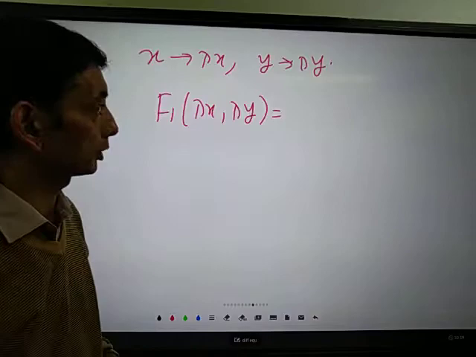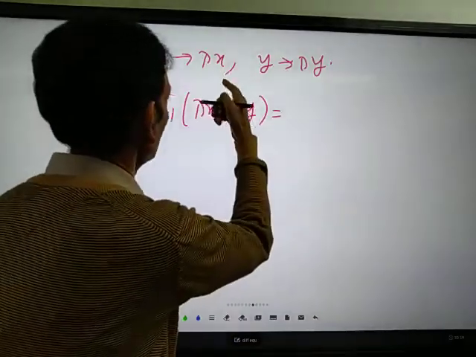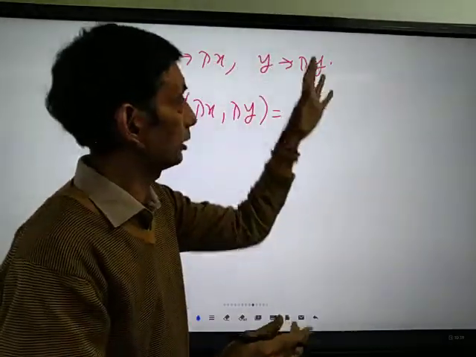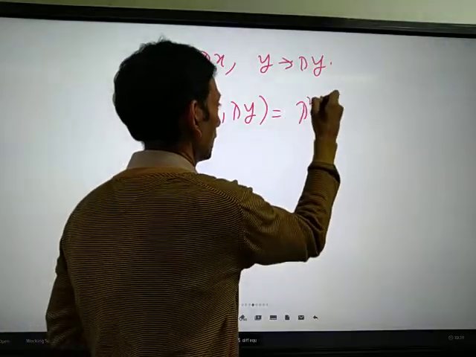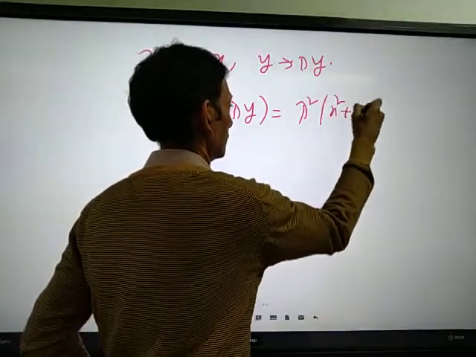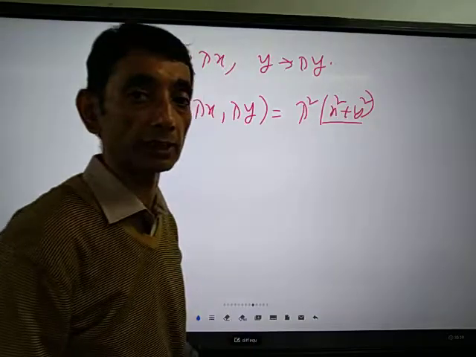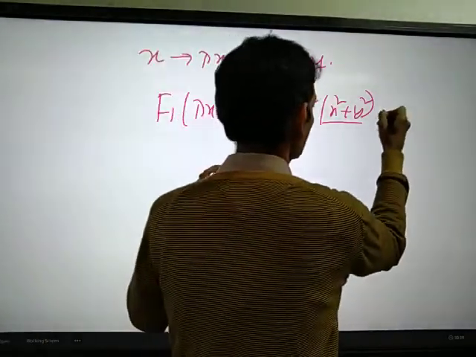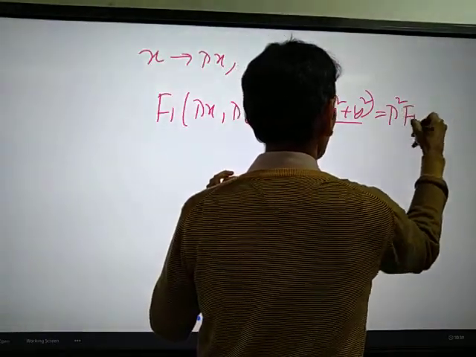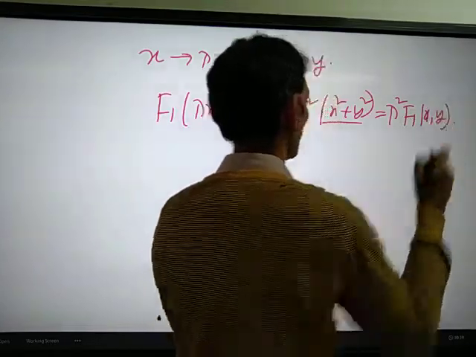Yes, x squared plus y squared. So x squared plus y squared means lambda squared x squared plus lambda squared y squared. So you can take lambda squared out: x squared plus y squared. Now in place of x squared plus y squared, it's the original function. So you can just write lambda squared f1 x y.